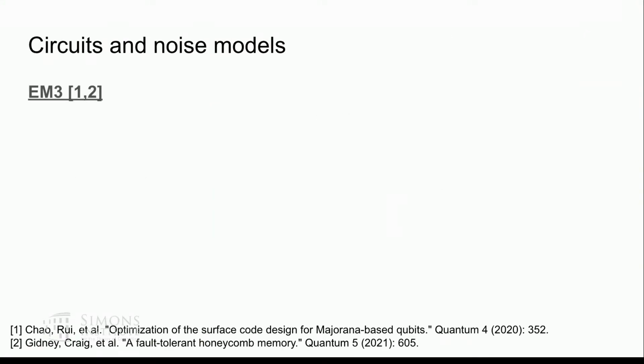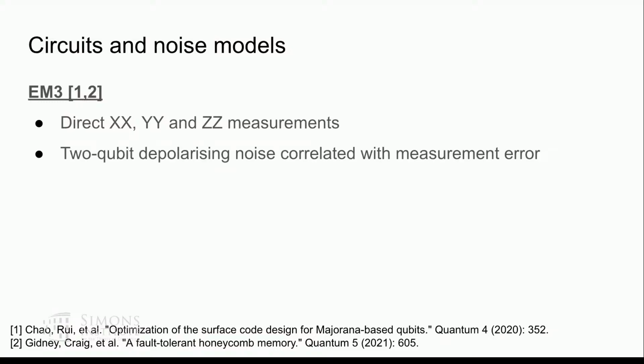So the noise models we consider are this EM3 noise model, where we directly measure the XX, YY, or ZZ measurements, followed by 2-qubit depolarising noise correlated with the measurement error. That was used in these 2 previous works.